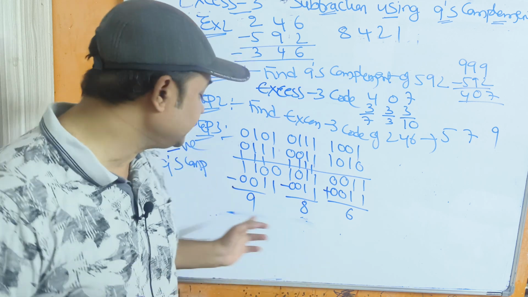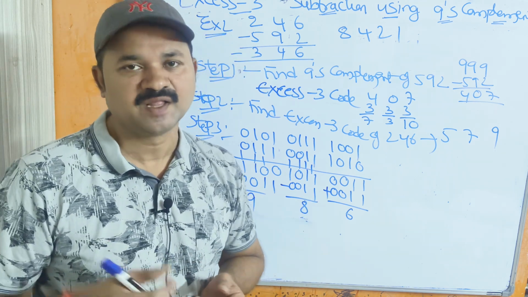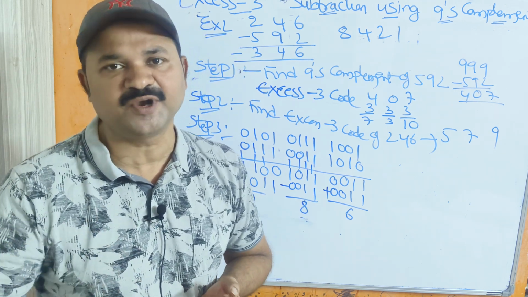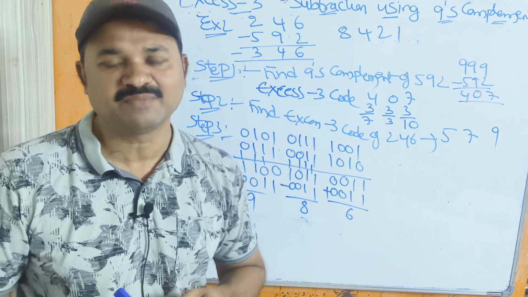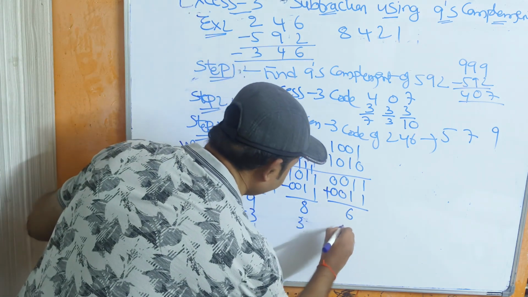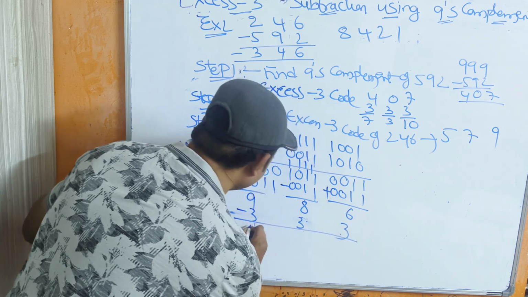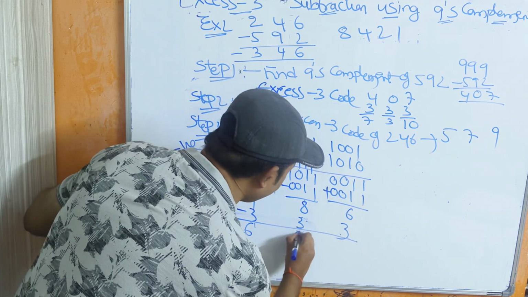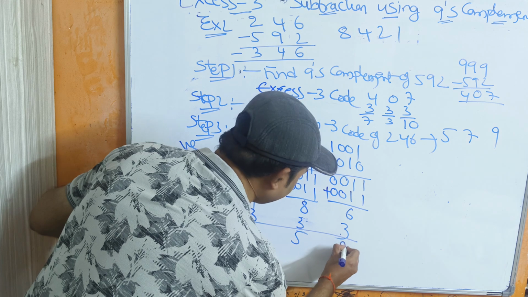Here the result is in XS3 notation. So in order to get the corresponding decimal number, we have to subtract 3 from it. So 9 minus 3 means 6. 8 minus 3, 5. 6 minus 3, 3.